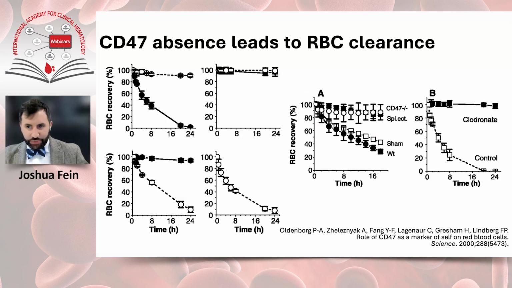So where does this idea that red blood cell clearance, which is one of the key features of the CD47 SIRP-alpha interaction, where does that come from? This goes back to a paper by Oldenborg back in 2000 in Science. They made an interesting observation that red blood cells that were CD47 double negative were actually being cleared very quickly. And so to investigate that, they did a number of experiments, which are depicted here.